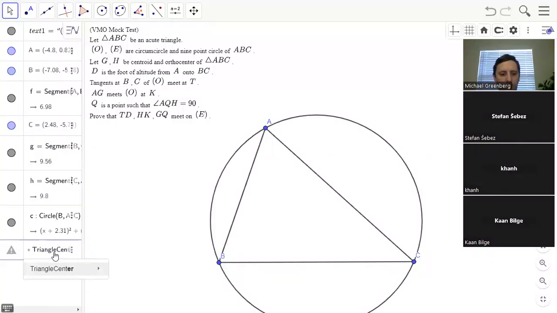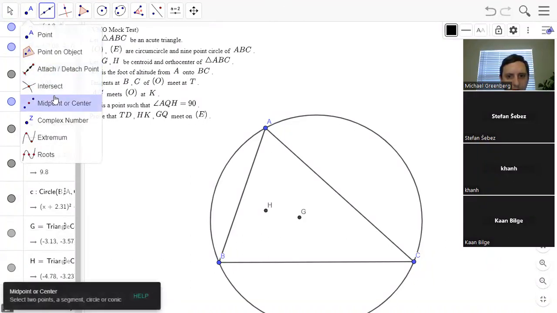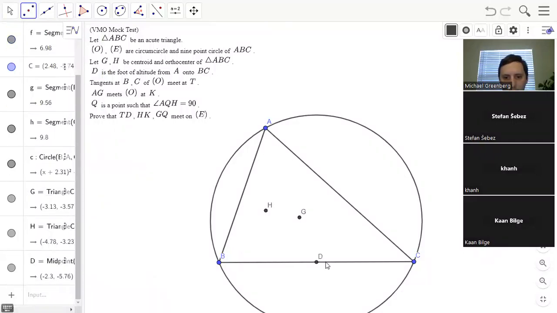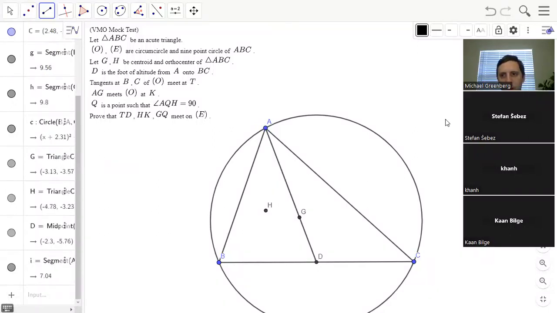I think the centroid is triangle center 1. Is that right? No, that's the in-center. I guess 2 is the centroid, right? And the orthocenter is triangle center 4. I don't even know if that was right. Let's see. I'm starting to think it might not be. Oh yeah, that looks like the centroid. Yes. Okay.